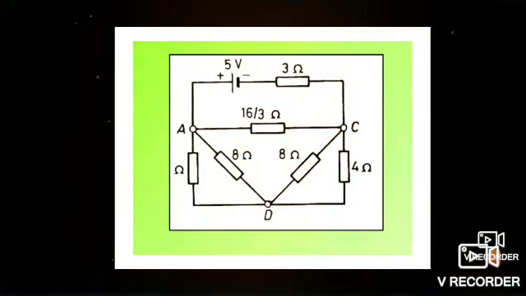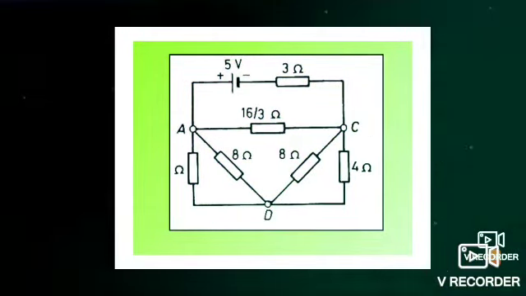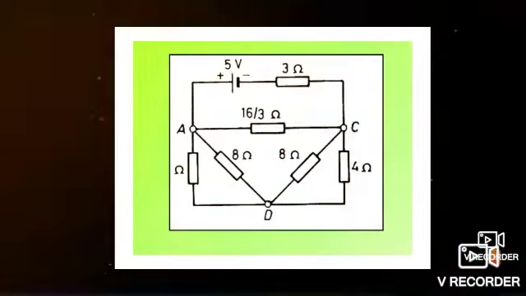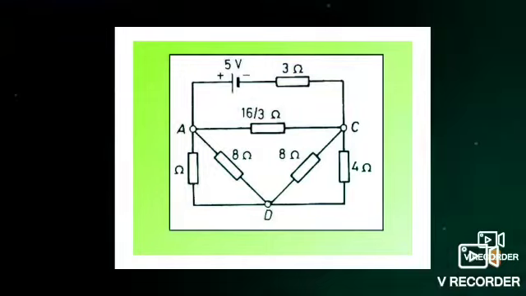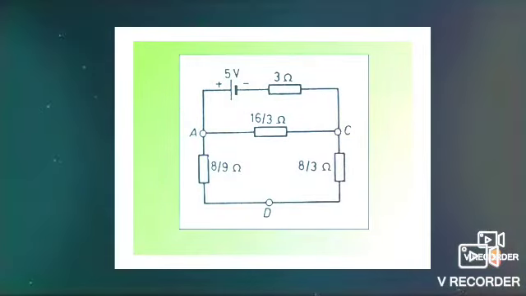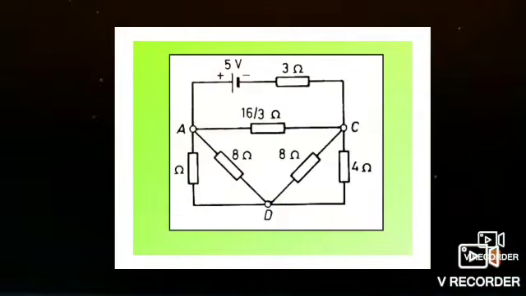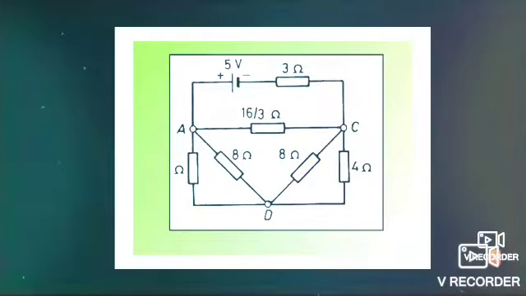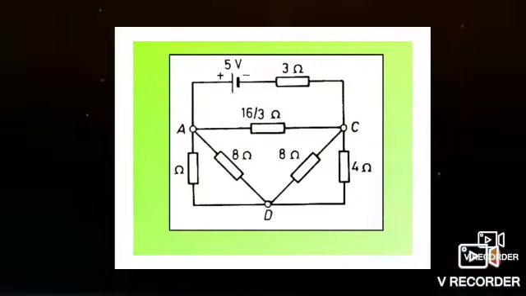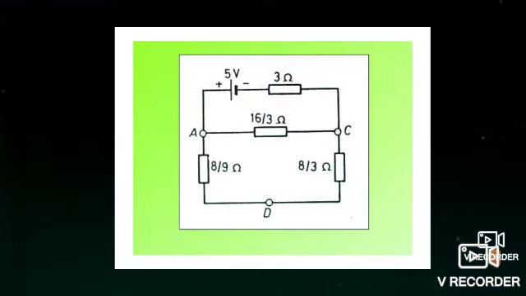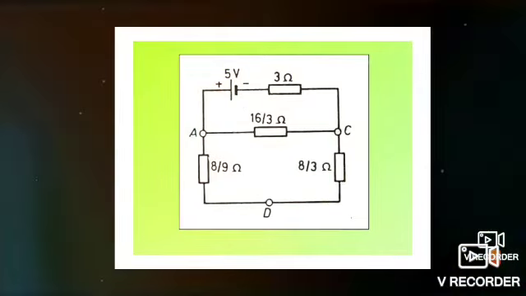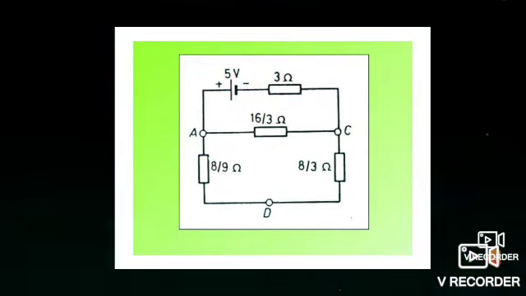That is in the 4 ohm and 8 ohm. That is C and D. Between the 8 ohm and the 4 ohm is parallel. Similarly that 8 ohm and 1 ohm is parallel. So the answer is 8 by 9 ohm and 8 by 3 ohm. C and D 8 ohm and 4 ohm is parallel. AD 8 ohm and 1 ohm is parallel. So the answer is 8 by 9 ohm for AD and CD 8 by 3 ohm. And AC is 16 by 3 ohm.